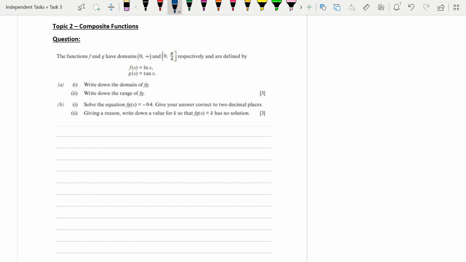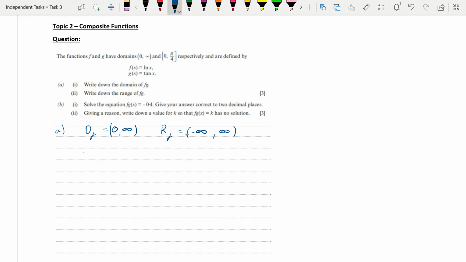So what I'm going to do first, before I can do anything, is write down their domains and ranges. So the domain of f is 0 to infinity. Now if I think about the range of f, if I plug in 0, I get really big negative numbers. As I plug in really, really big numbers, I get positive infinity. So that's my range for f.